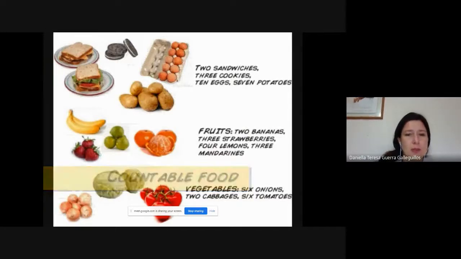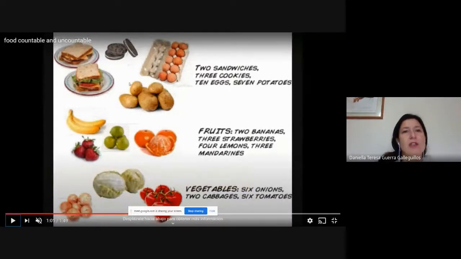Let's talk about countables. Countables are things that you can actually count with. 1, 2, 3. For example, sandwiches. You can say 2 sandwiches, 3 sandwiches, etc. Cookies or biscuits, eggs, potatoes, in general bananas, strawberries, any kind of fruit, vegetables in general. They are all things that you can count.